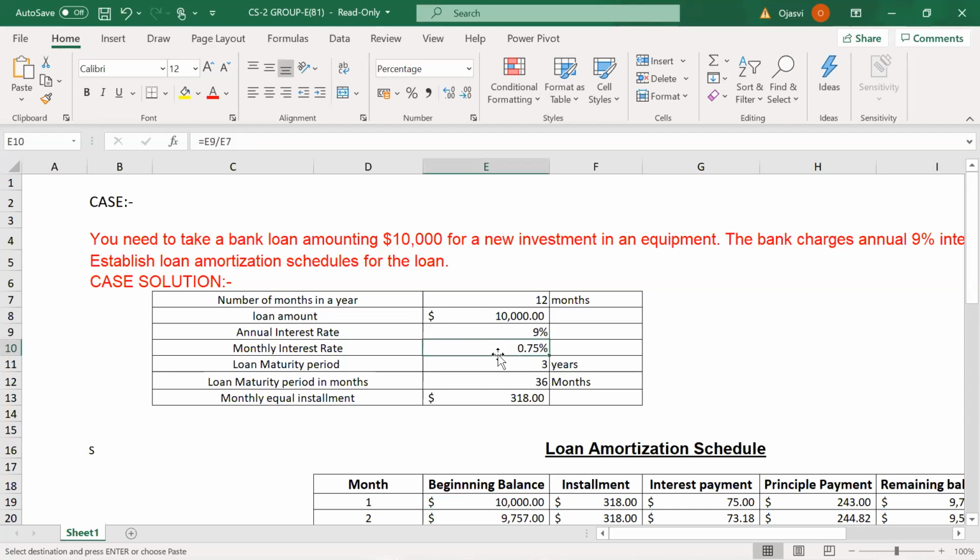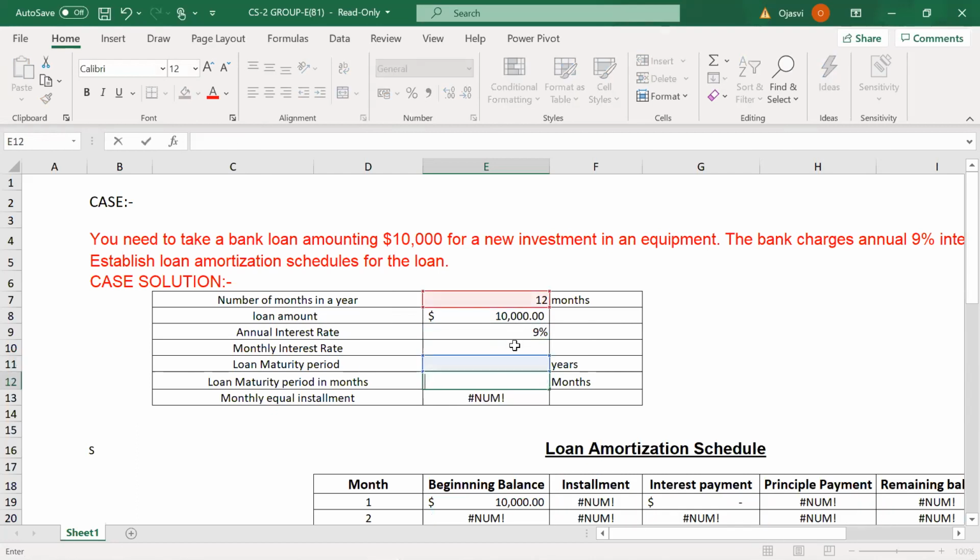E10 only. E10, E12, and E13. Okay, so one by one. Yeah, one by one. E10, okay. E12, and E13. No, delete all first. Okay. E10, delete E12, and E13. Yes, sir. E13 also. Sir, I did it. Oh, sorry. Okay.